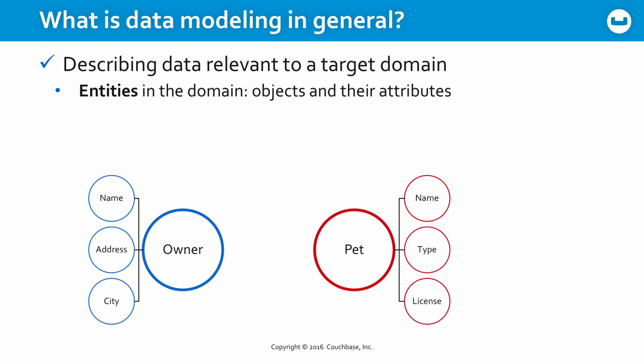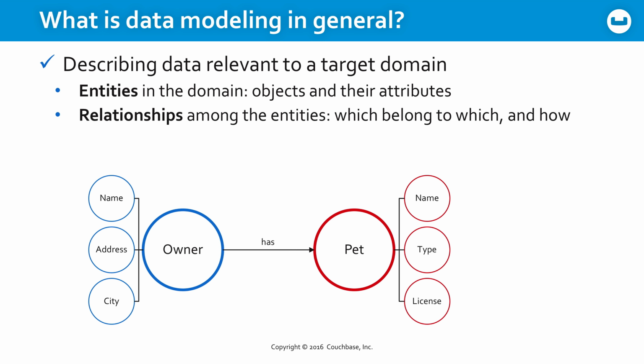Think of the entities in the domain. What are the objects and their attributes, to get into developer speak a little bit there? Perhaps you have an owner of a pet, and each owner will have certain attributes describing them, and each pet would have other attributes describing them. And then how are they related? Does the owner have a pet? Perhaps a pet has an owner. Which entity belongs to which, and how do they belong to each other?